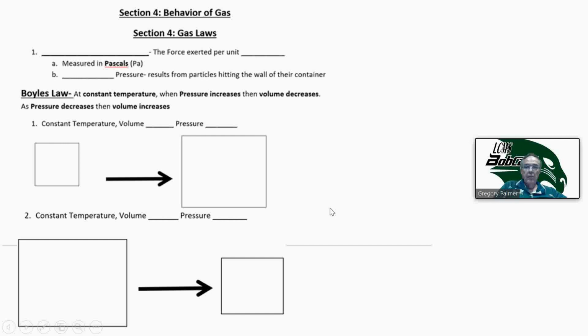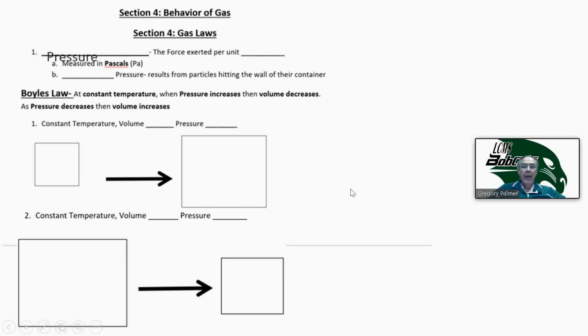Today, we're going to start talking about some of the special behaviors of gases. Because with gases, the particles are completely free to move about, they do some things that solids and liquids can't do. There are a couple of special things that we want to look at with regard to gases.